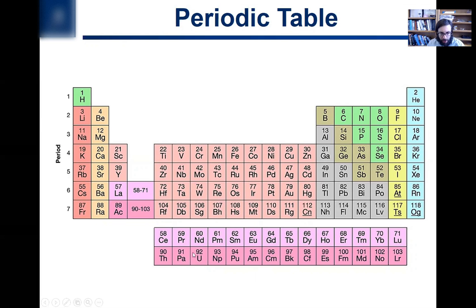But the expanded format would have elements 58 through 71 right through here, and the actinides 90 through 103 right in there. So it'd be much, much longer. That's called the expanded format. This is called the condensed format.